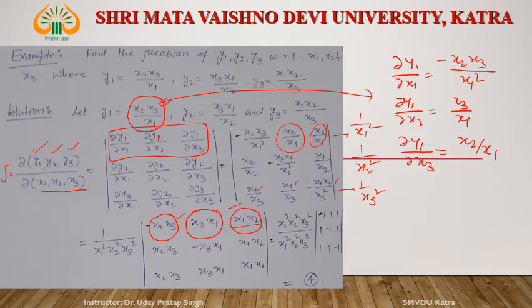These three give x1 square x2 square x3 square divided by x1 square x2 square x3 square, and the determinant is with rows minus 1, 1, 1; 1, minus 1, 1; 1, 1, minus 1, and the value of this determinant is 4. This is cancelled out, and the value of this determinant is 4. Therefore, the Jacobian of y1, y2, y3 with respect to x1, x2, x3, where y1, y2, y3 are related by these equations, is 4.